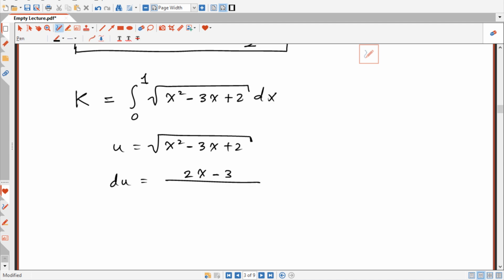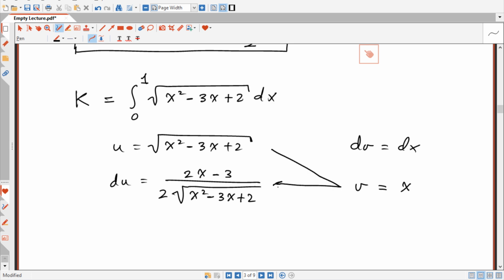That's 2 times the square root of x squared minus 3x plus 2, and then dv is equal to dx, and we have to integrate that. V is equal to x, and then we have to go like this. We have to multiply this times this, minus the integration of this times this, but we have to put dx here.